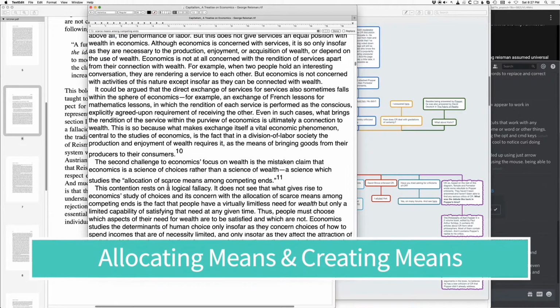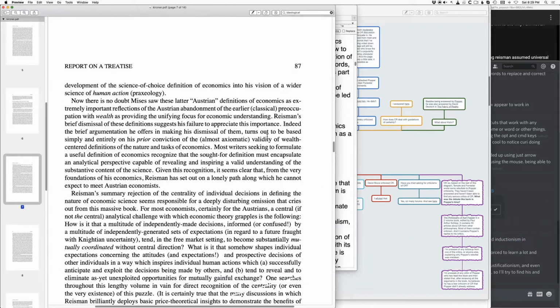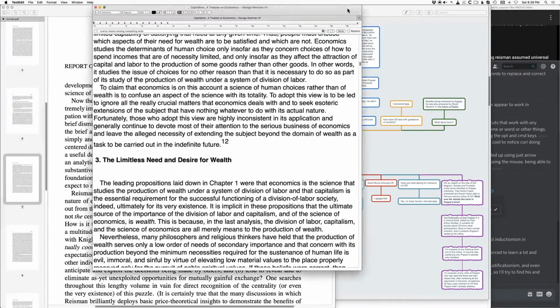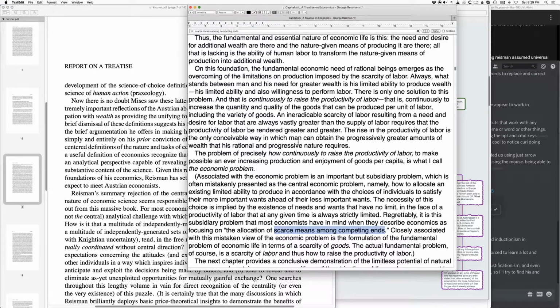We need to not just allocate scarce means, but create means. So this is quite a misleading quote. Contention rests on a logical fallacy. It does not see what gives rise to the economic study of choices and concerns. People have a virtually limitless need. The allocation thing is terrible just because it says allocating. What about creating? I mean, we have scarce means for creating more means. I guess that's part of it, is how do you allocate some of the resources to further production? Maybe they mean it that way.